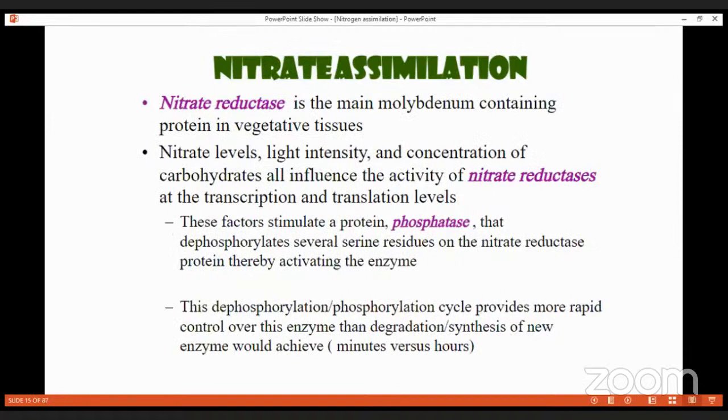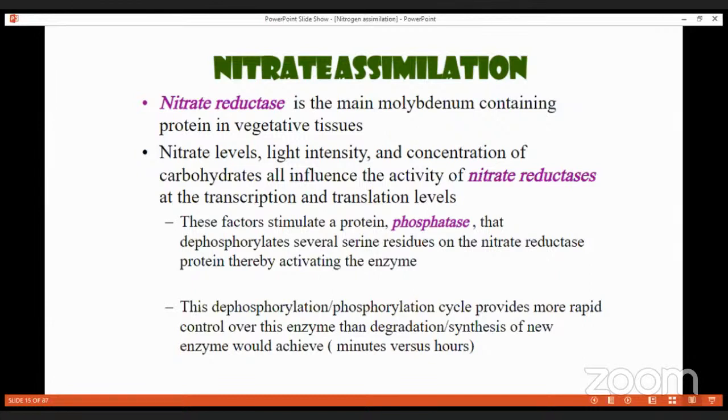The main component of nitrate reductase is the molybdenum. Okay, so that is basically present in the vegetative tissues of the plants. It basically works dependent upon the different nitrate levels, the light intensity, the concentration of carbohydrates, etc. And it is regulated at the transcription and translation level. So some factors can stimulate the working of the nitrate reductase, like the phosphatase group. Okay, so basically what it does, it dephosphorylates different serine residues on the nitrate reductase, thereby activating the nitrate reductase enzyme.